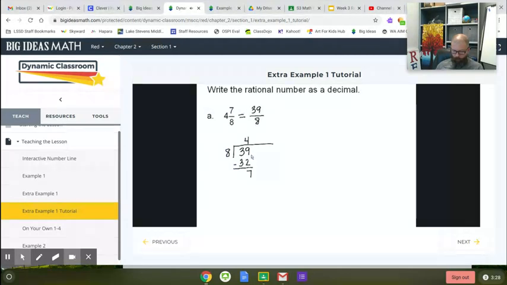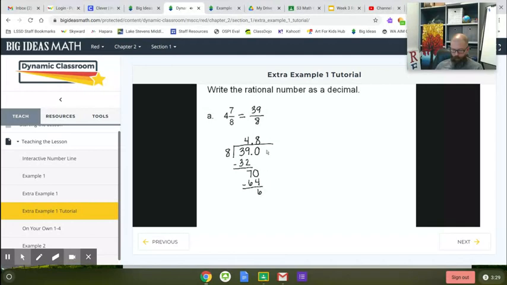Then place a 0 in the dividend. Now we can bring down the 0 and find how many times 8 goes into 70. 8 goes into 70 8 times, so place an 8 in the quotient. Then multiply 8 times 8, which is 64. 70 minus 64 is 6. Again, we need to place another 0 in our dividend and bring it down to create 60.